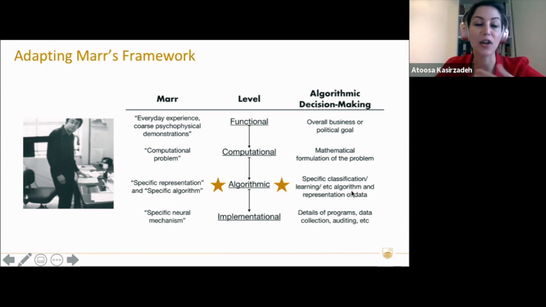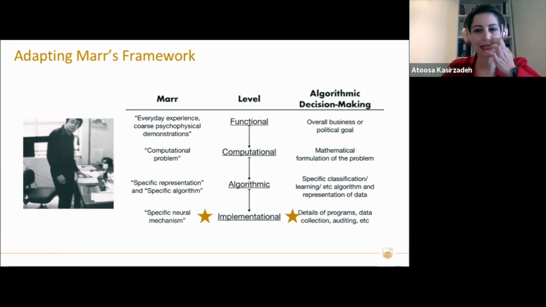So this algorithmic level with respect to algorithmic decision-making has to do with all of these specific algorithmic details and also the representation of the data, because the choice of the algorithm, or the way the algorithm is going to perform, would depend on that. If you're having, for example, a supervised learning algorithm or machine learning algorithms more generally.